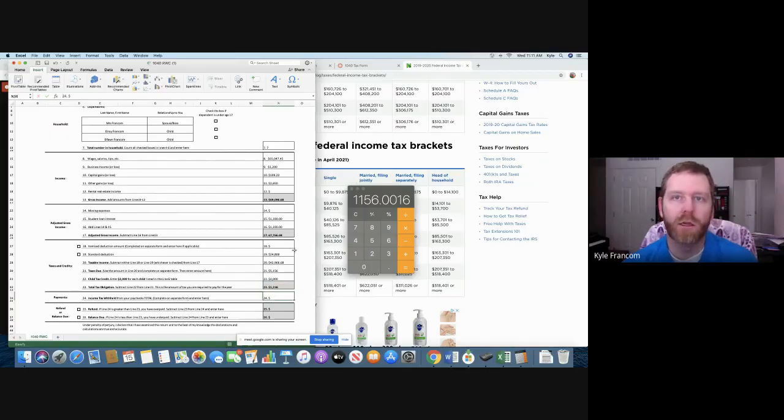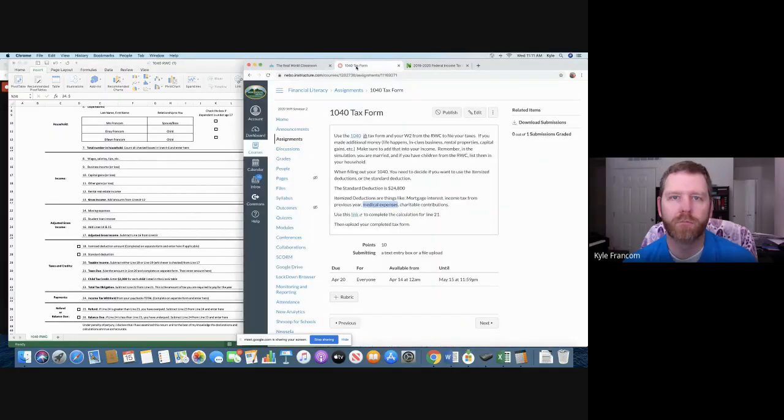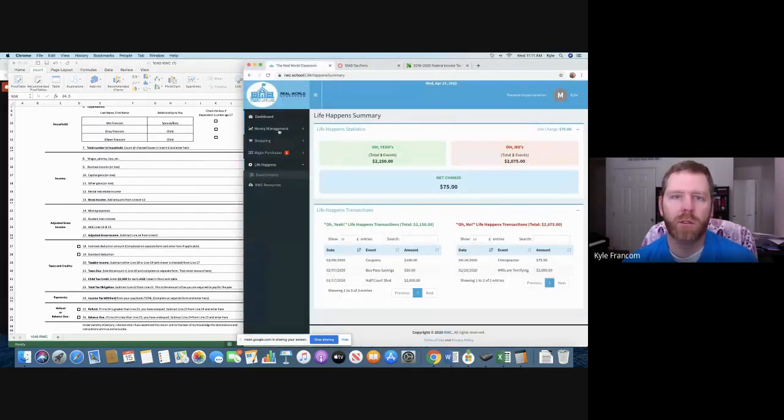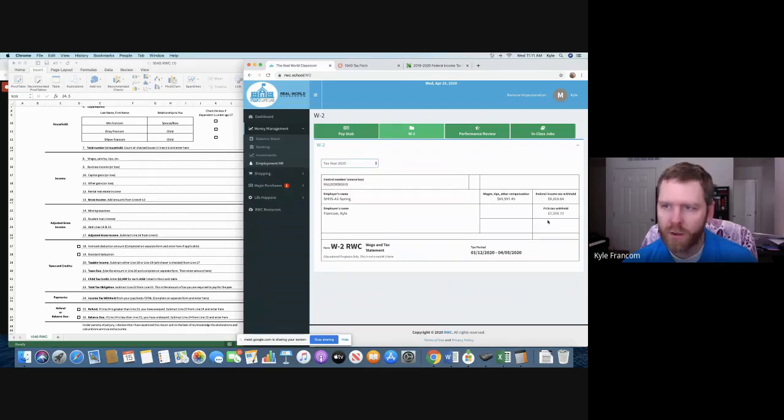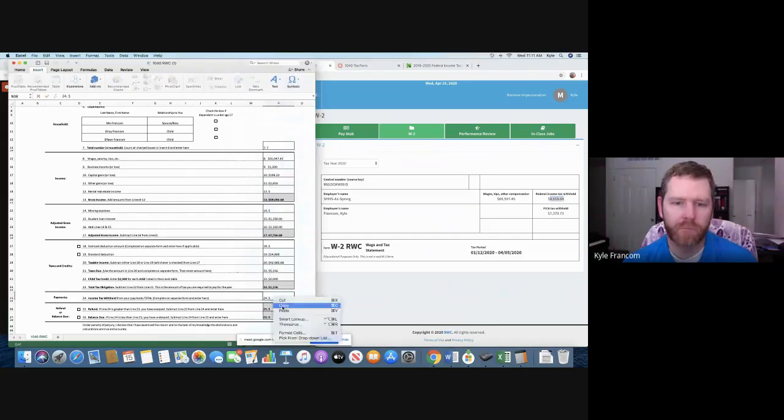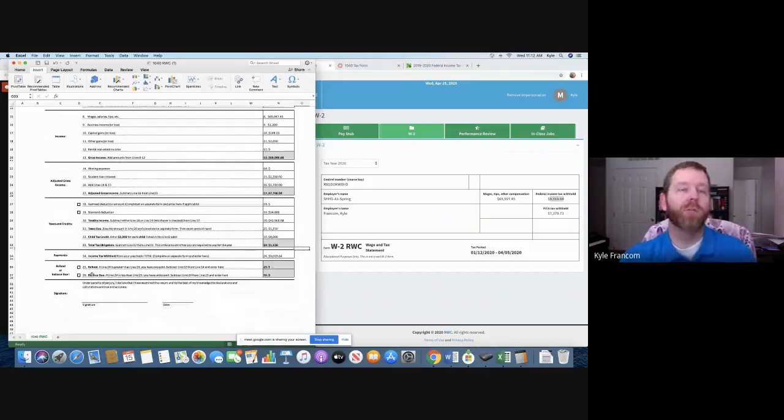Now for line 24, I need to look at the total income tax withheld. If I go back to the RWC, I click on Employment HR, W-2. The federal income tax withheld was $9,019.64. So whatever that number is, I'm going to put that into line 24. Now here's where it gets fun for you: you need to figure out if you're going to use line 25 or line 26. If it's line 25, that means you get a refund. If it's line 26, which I actually did have 2 students last semester who ended up having to pay more in taxes.